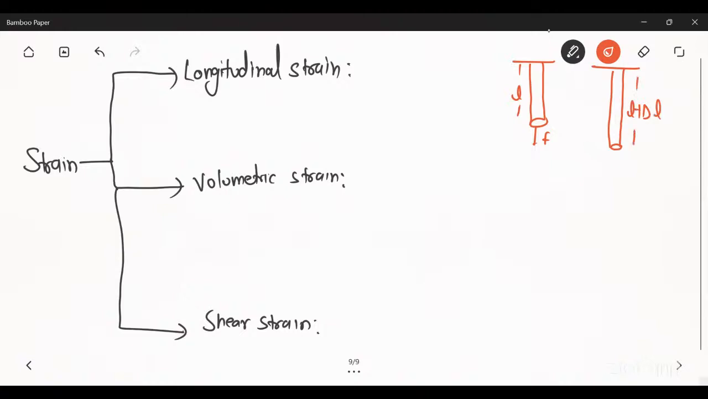So what is longitudinal strain? The change in length upon original length. You can write the definition that it is defined as the ratio of change in length upon original length. How much is the change in length? First there is L. Now the value of length will be L plus delta L. So change in length is delta L and original length is L. So this is known as the longitudinal strain.